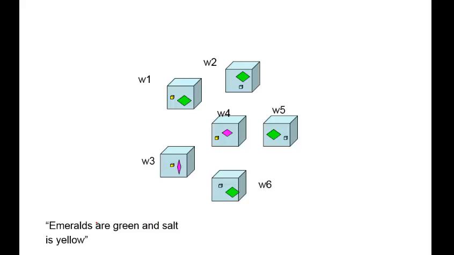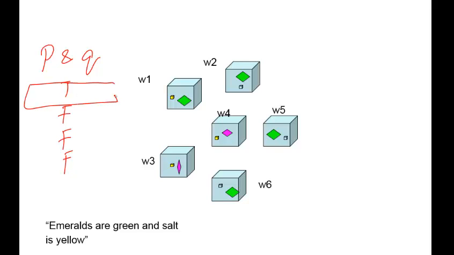So as we saw, we've got P and Q, T, F, F, F. It's true only in this case. This is the case where P is true and Q is true. That corresponds to world 1. How about the next one where, let's say P, emeralds are green, is true, but it's not true that salt is yellow.